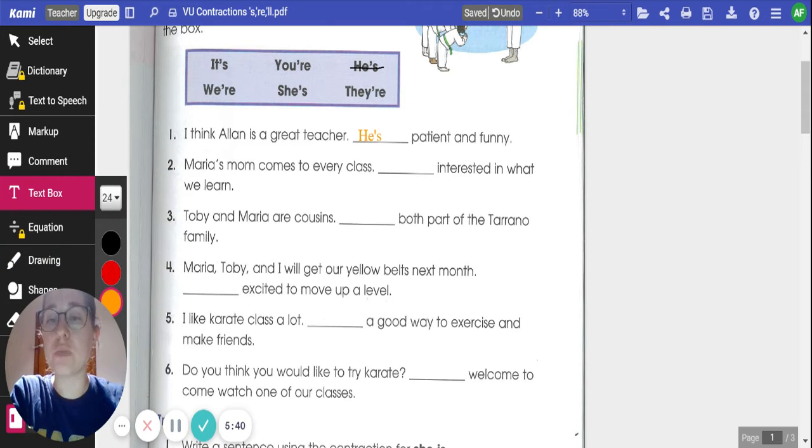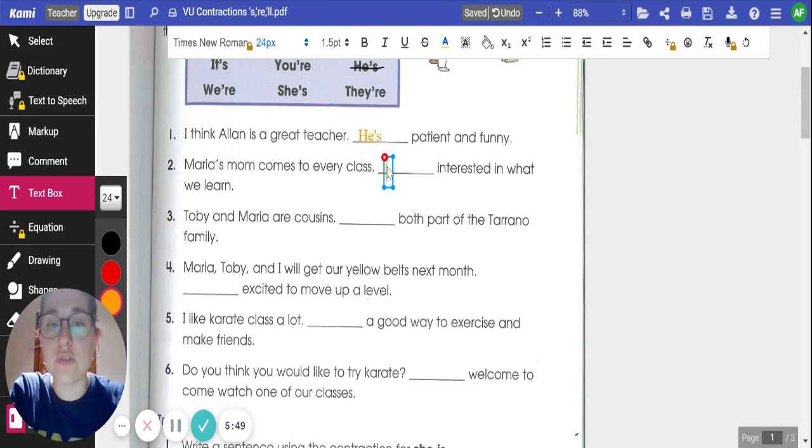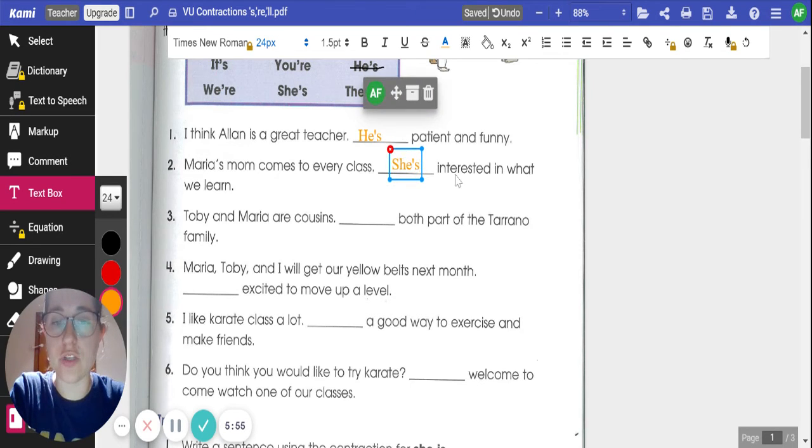Number 2, Maria's mom comes to every class. Blank, interested in what we learn. Looking through, I'm going to pick she's for she is. She is interested in what we learn. S-H-E apostrophe S. Next to number 2, she's.